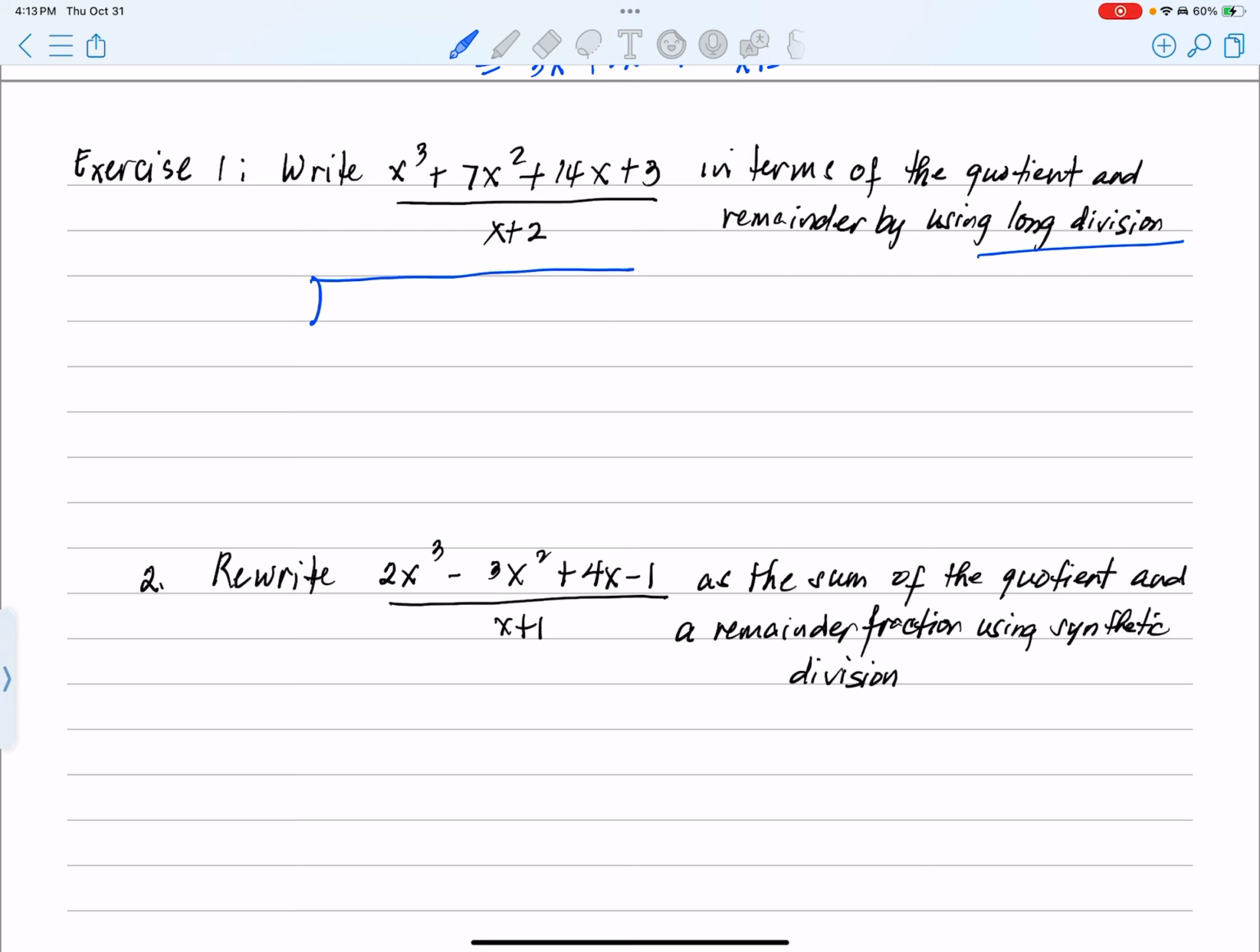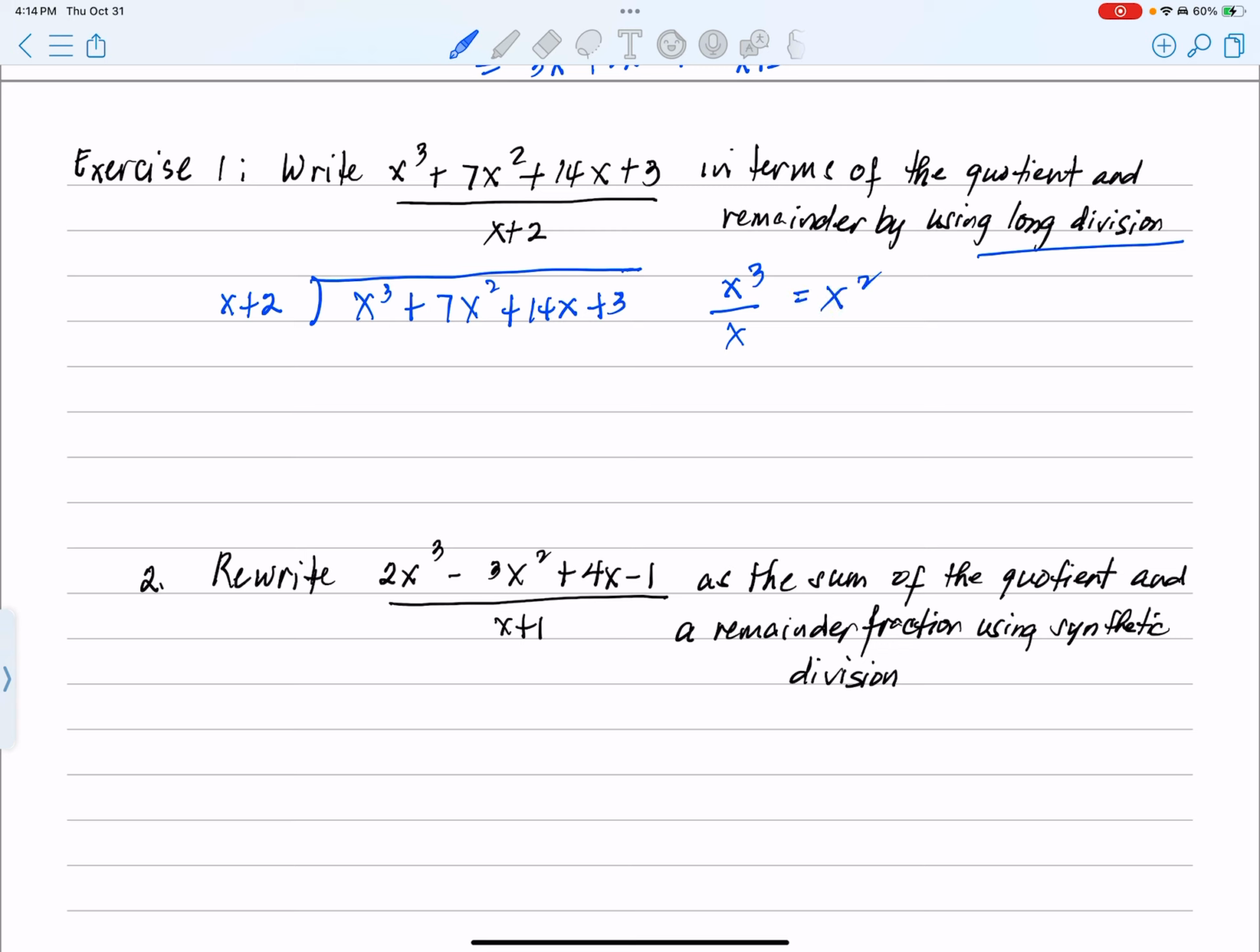x cubed, x squared, x to the first. Okay, everything is good. So you write down x cubed plus 7x squared plus 14x plus 3 divided by x plus 2. Okay, everything is inspected. All right, let's do our first trial. x cubed divided by x, that would be x squared.